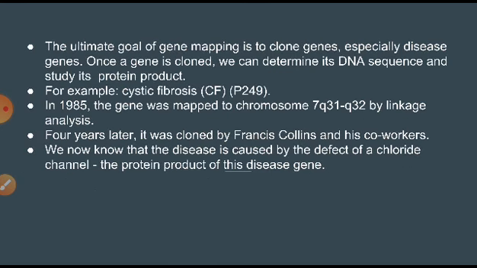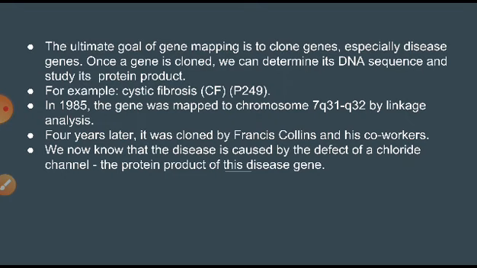The ultimate goal of gene mapping is to clone genes, especially disease genes. Once a gene is cloned, we can determine its DNA sequence and study its protein product. It means to understand the entire gene mapping, we have to understand gene cloning as well, which we'll discuss in the next class. For example, cystic fibrosis: in 1985, the gene was mapped to chromosome 7q31 and q32 by linkage analysis.